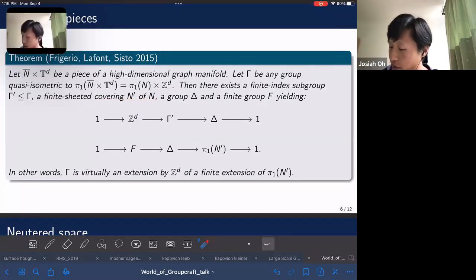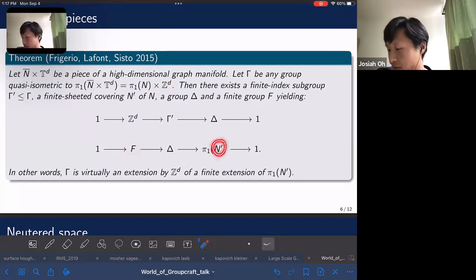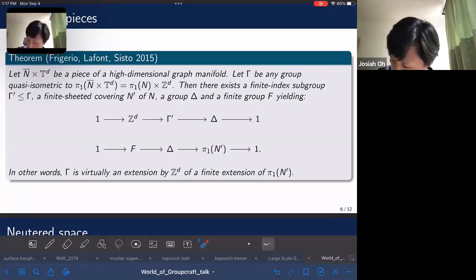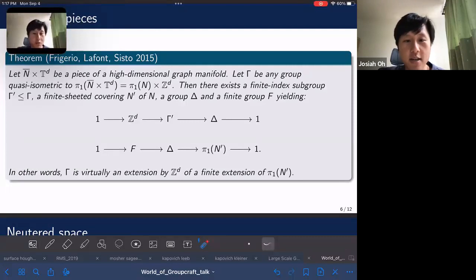So the thing we started with is this product here, pi1 of N times Z^d, which itself is trivially satisfying these two short exact sequences, where F is the trivial group and N prime is replaced with N. So the fundamental group of a single piece trivially admits this extension structure. And then the point is that if you only assume that gamma is quasi-isometric to it, we get that algebraically it's like that as well.